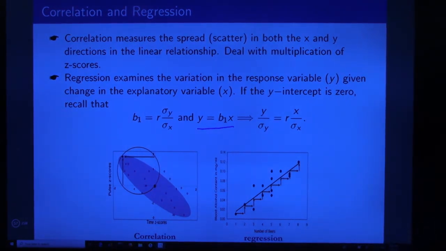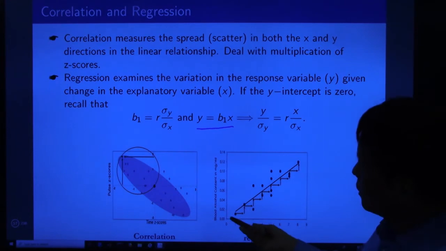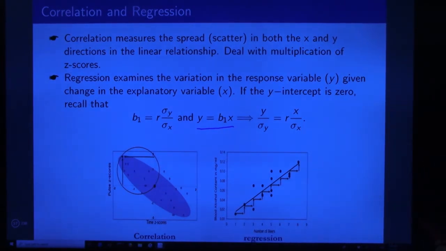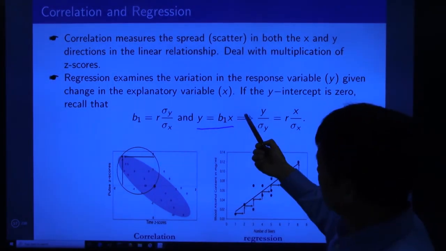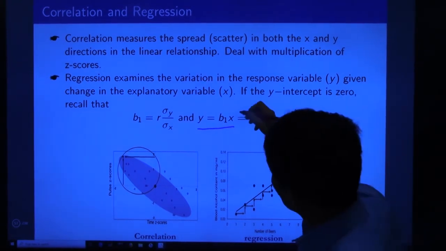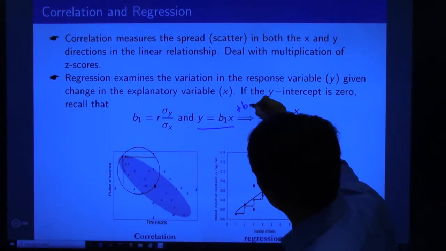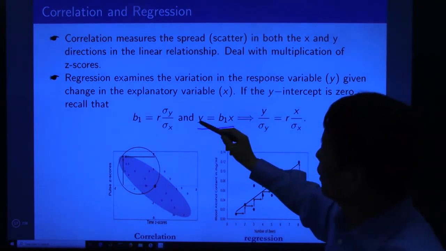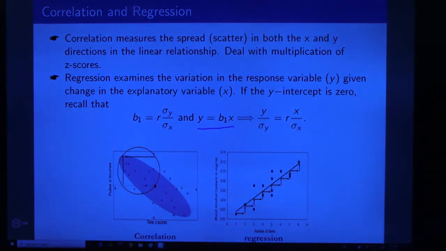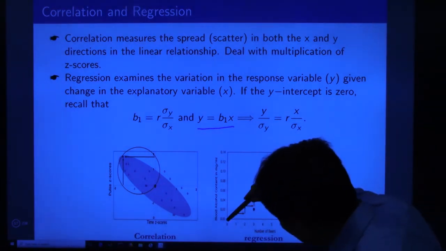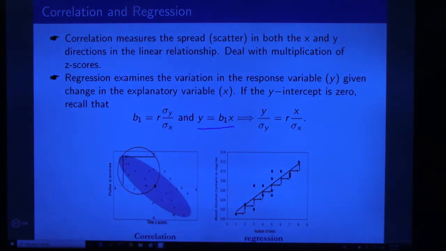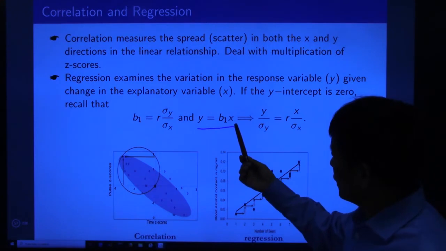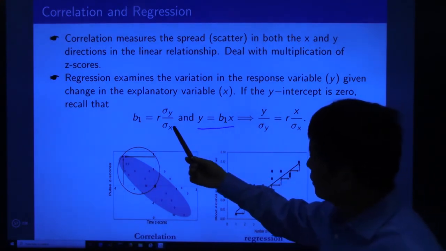Let's see what exactly this means in a simple example. Suppose the y-intercept equals 0. So here we have plus b0, but we assume b0 equals 0, so this one is gone. So only y equals b1, the slope, times x. That means this line passes through the origin. y equals b1 times x, and b1 equals this one.